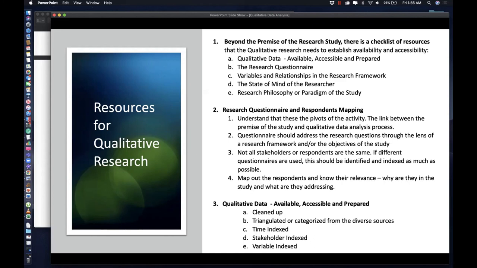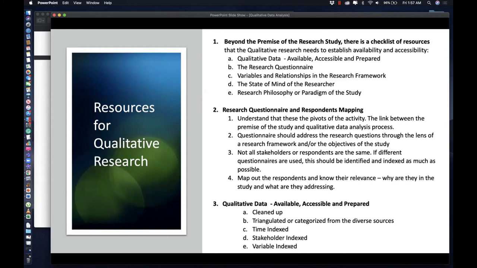The link between the premise of the study and the qualitative data analysis process is how you map out the respondents and the questionnaire. Which respondent is answering which questionnaire? You should understand that if you have a 30-point questionnaire, not all questions will be answered by a particular respondent, especially if you are doing triangulation and you are trying to collect data from multiple data sources.